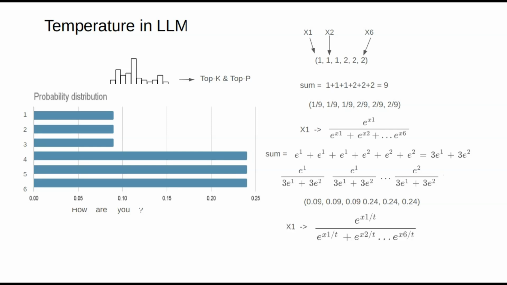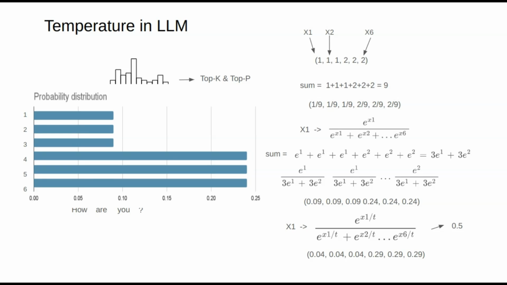Now, introducing temperature, we modify the softmax equation to include T, where T is the temperature. If T equals 0.5, dividing x_i by T scales up the values. For example, 1 divided by 0.5 equals 2. So e^1 becomes e^2, and e^2 becomes e^4. When T is less than 1, the distribution sharpens, concentrating probabilities on a smaller set of tokens.